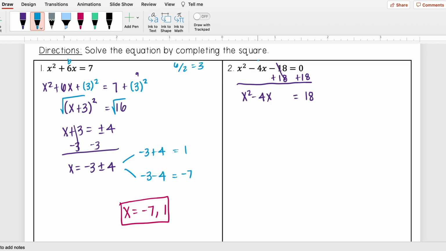So now I need to figure out what my b is. So my b is my number in front of x, that's negative 4. So I'm going to take half of negative 4. Well, negative 4 divided by 2, I get negative 2. So that means that I'm adding negative 2 squared to both sides. So that means on the left-hand side, I can go ahead and factor this. So I know that's just going to be x minus 2 squared. So again, I just take my x and my negative 2, and that's how it's going to be factored. It's equal to 18 plus, well, negative 2 squared, negative 2 times negative 2, I get a positive 4. So I get 18 plus 4, which is 22.